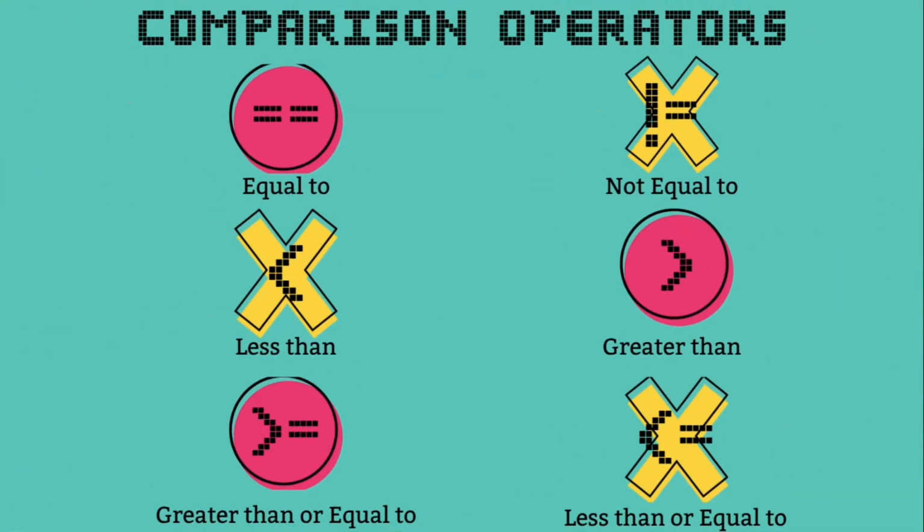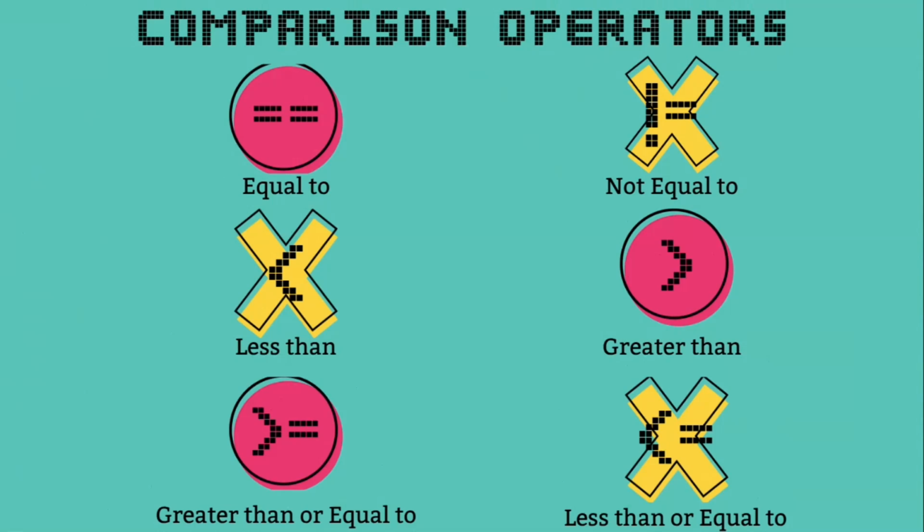Comparison operators include two equal signs for equal to, an exclamation mark and equal sign for not equal to, greater than, less than, and greater than or equal to and less than or equal to signs. The equal to operator checks if two operands are equal. The not equal to operator checks if two operands are not equal. It returns true if the operands are different, otherwise it returns false.